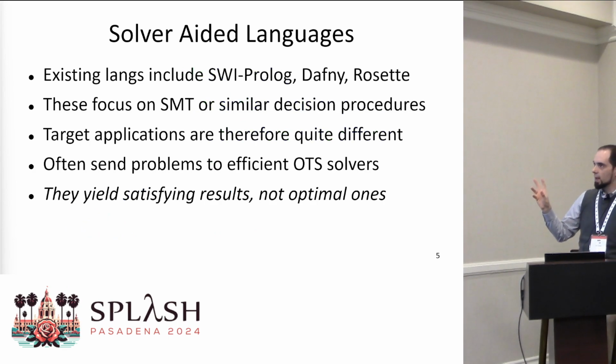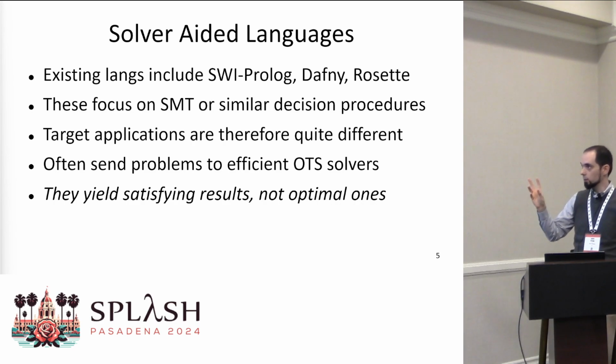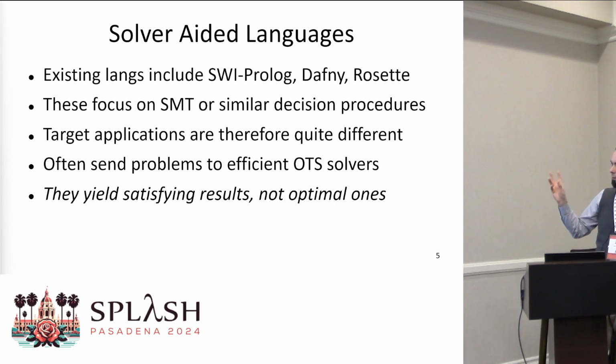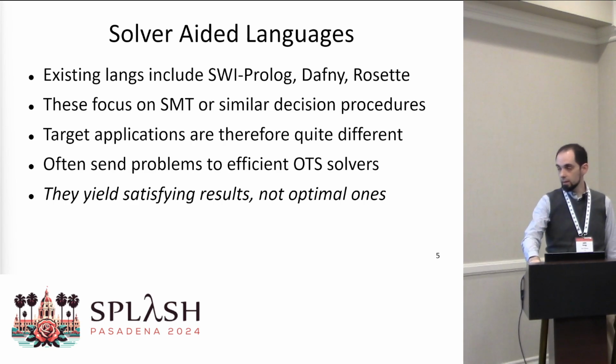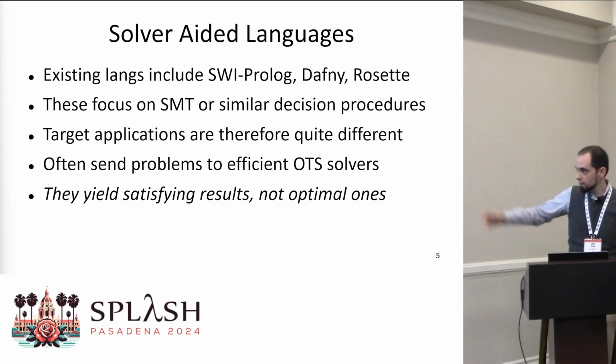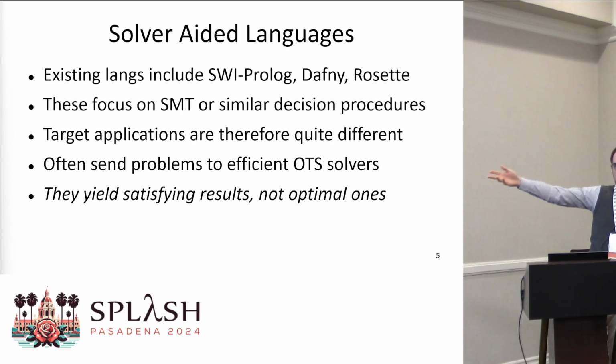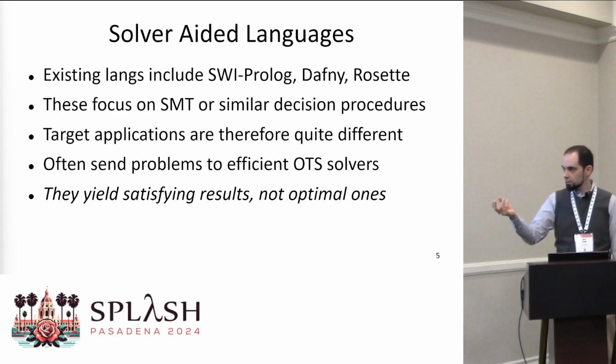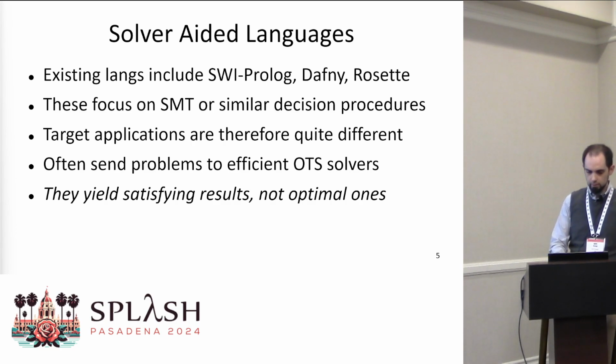And the second piece of background knowledge here is called solver-aided languages. This has been studied for a while. Existing languages include SWI Prolog, Dafny, and Rosette. They focus on SMT or similar decision procedures. Target applications are therefore quite different than mathematical optimization, but they usually rely on efficient off-the-shelf solvers also. The problem is they yield only satisfying results, not optimal ones.